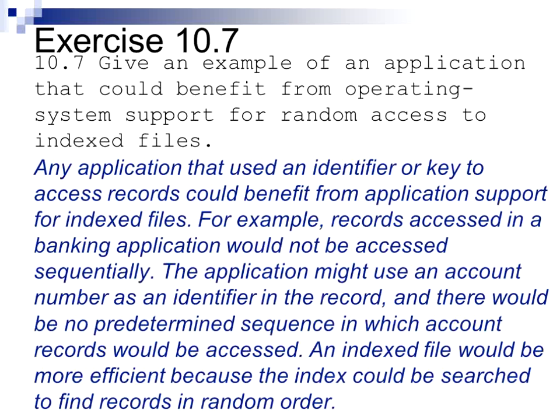Okay, well, let's move on then to the next question, which was, give an example of an application that could benefit from the operating system support for random access to an index file. And here, remember that with random access, you're not reading a file from the beginning to the end. You're reading it wherever the data is. In my example here, I said any application that uses an identifier or a key to access the records could benefit from support for an index file.